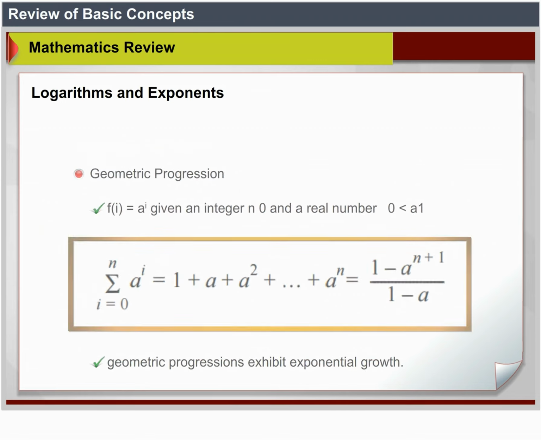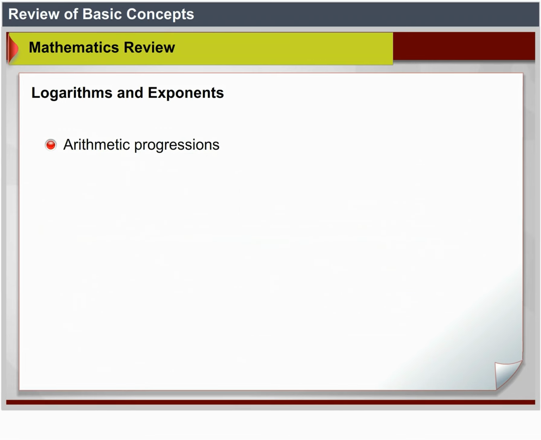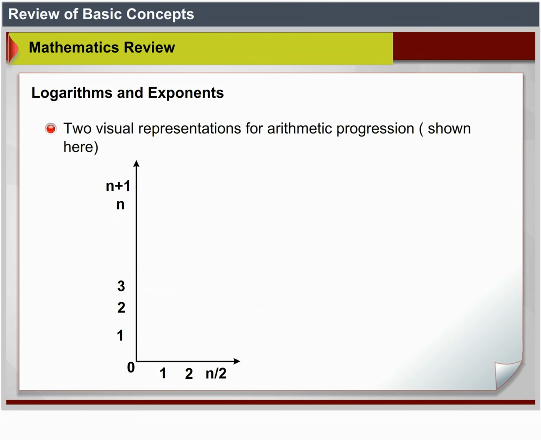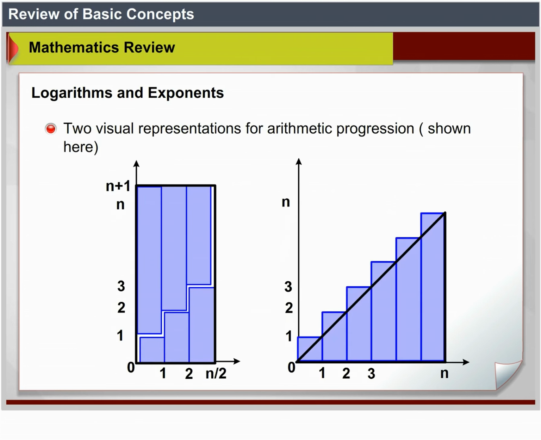Arithmetic progressions. An example: summation of i equal to 1 to n, i equals 1 plus 2 plus 3 plus up to n, equals (n squared plus n) by 2. Two visual representations for arithmetic progression are shown in this figure.